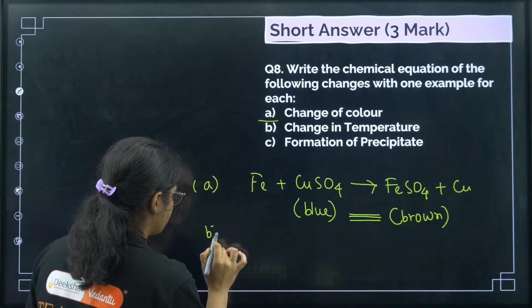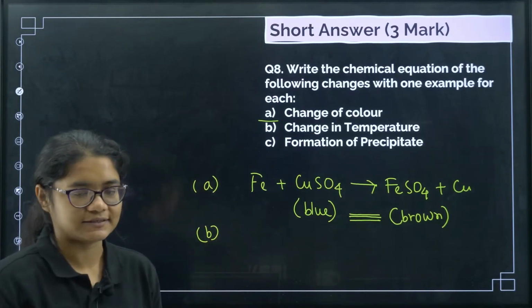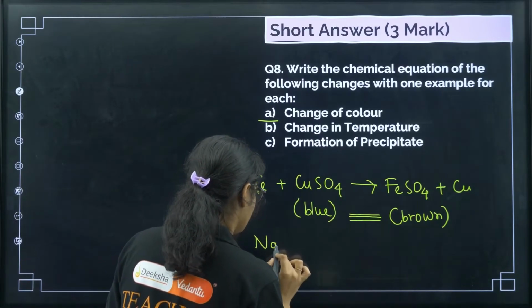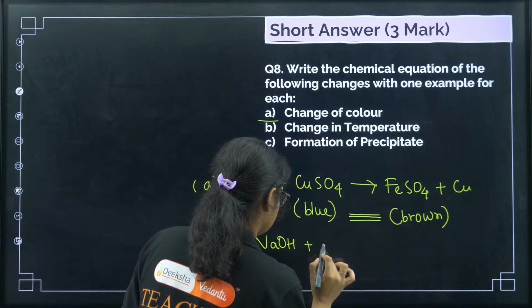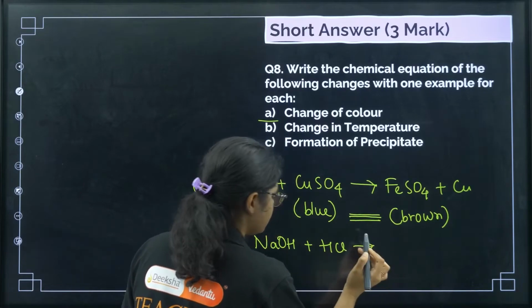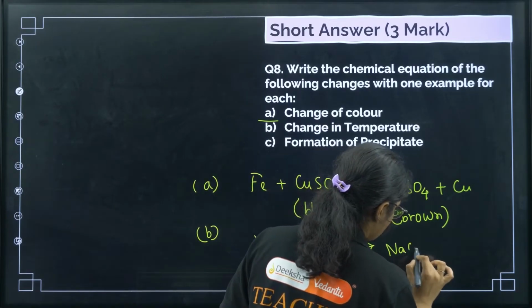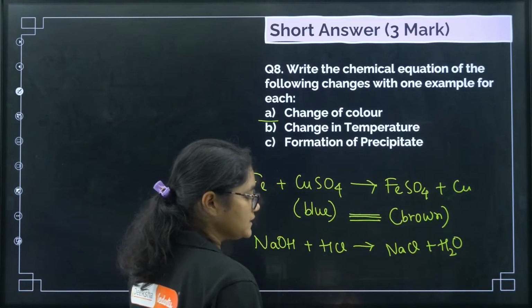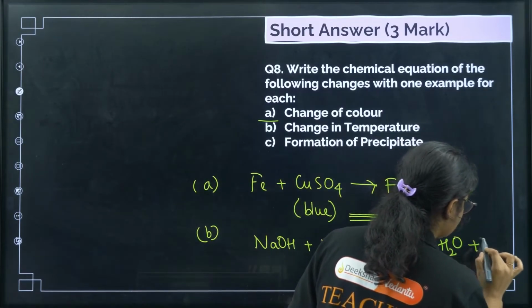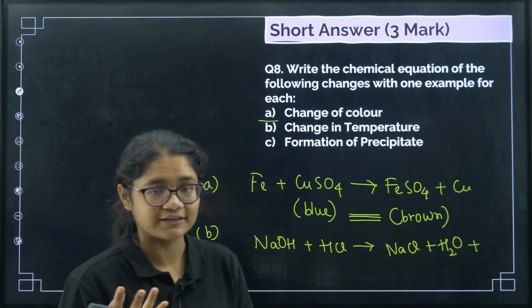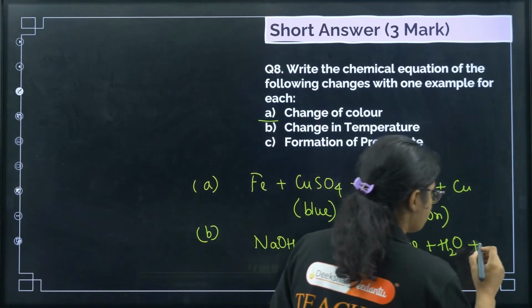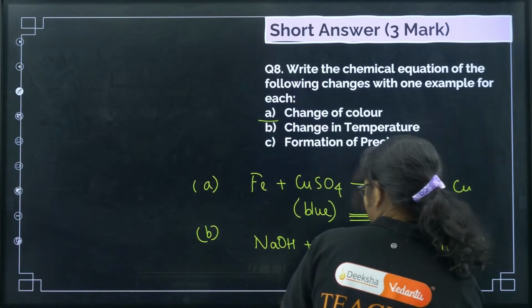Next, change in temperature. Any neutralization reaction, if you write a reaction between an acid and a base, for example NaOH plus HCl, so this will give you NaCl plus water, right? Here what happens, the container in which you are doing the reaction, that container will become hot, right? That is because of what? Because of change in temperature.